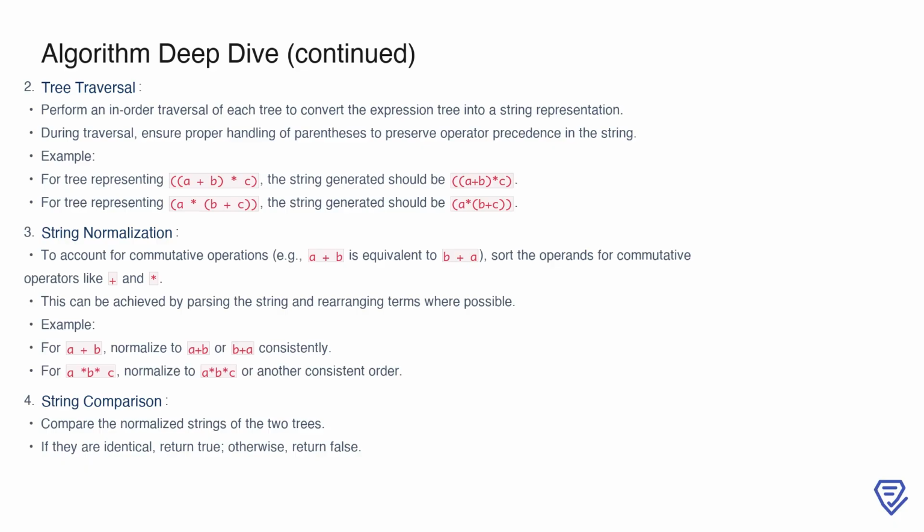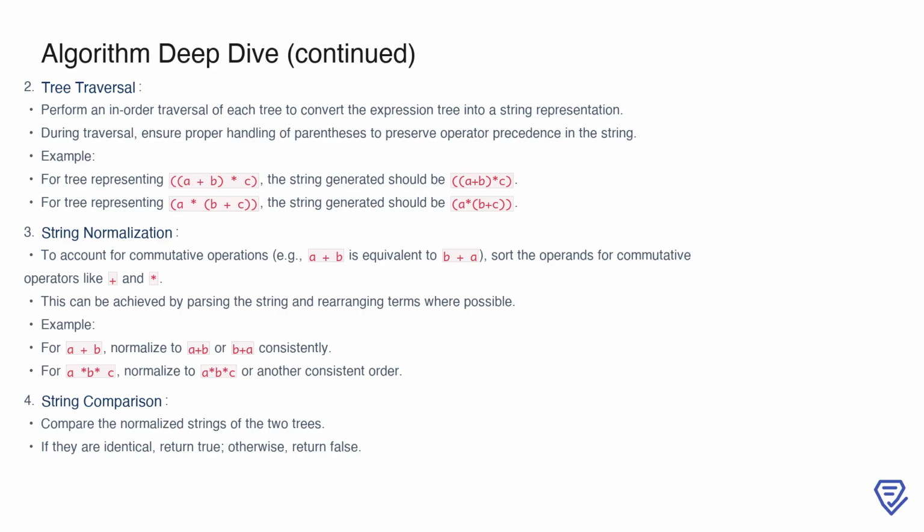This is done using an in-order traversal, which respects the structure of the tree while incorporating parentheses to preserve operator precedence. For instance, if the tree represents the expression a plus b asterisk c, the traversal would generate the string a plus b asterisk c. Similarly, for the expression a asterisk b plus c, the string a asterisk b plus c is generated.